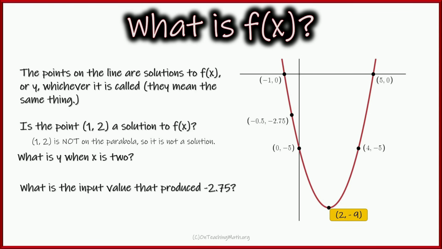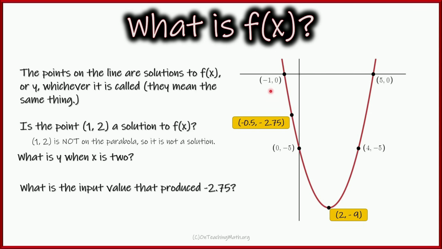Now what about the input value? What was the input value that produced negative 2.75? That's kind of a confusing question. Well, input value means x. So this is saying what was the x that made negative 2.75? Well, that would be the dependent output, the dependent variable. So that would be y. So this is saying what does x equal when y is negative 2.75? Well, those two are paired up right here. This is the output, negative 2.75, and the input was negative 0.5. Pretty cool, right? So that's all you got to do to read these graphs.